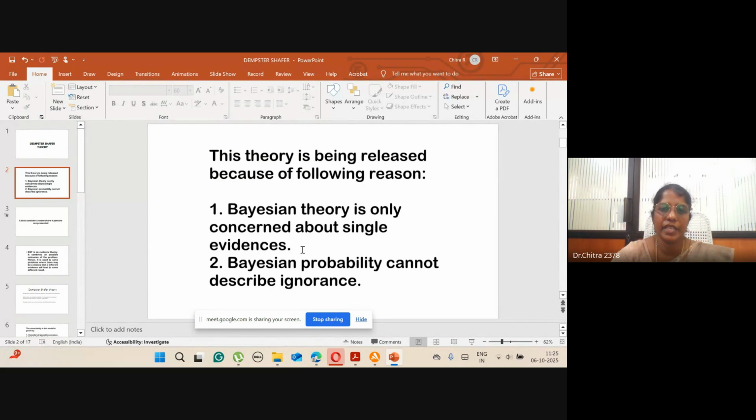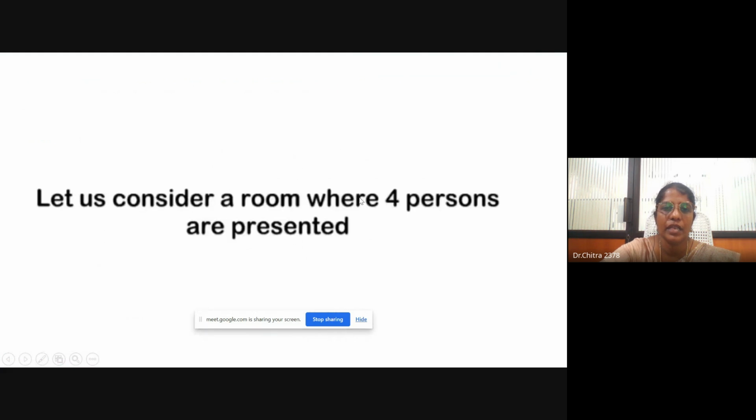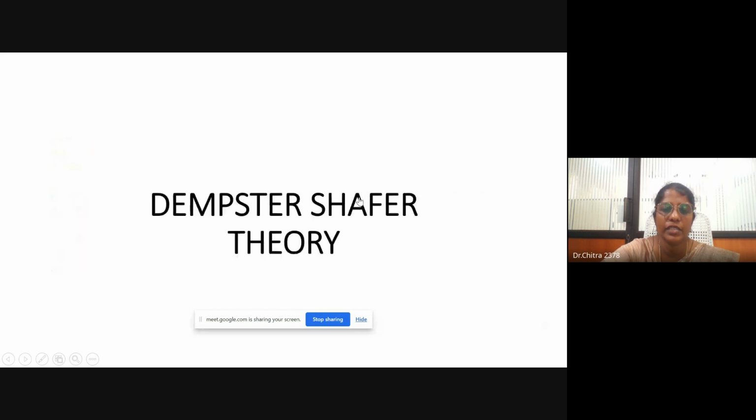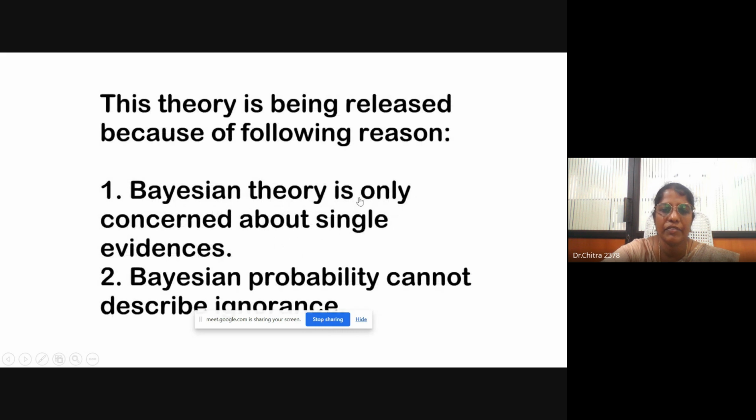This Dempster Shafer theory is being introduced for the following reasons. In the Bayesian theory, we consider only single evidences with a single probability, and the probability cannot be displayed for ignorance. We are considering only the acceptance probability, and the ignorance probability is not considered in the Bayesian probability theory. To overcome this drawback, we go for the next one, that is the Dempster Shafer theory. In this theory, we are considering both the ignorance as well as the belief.